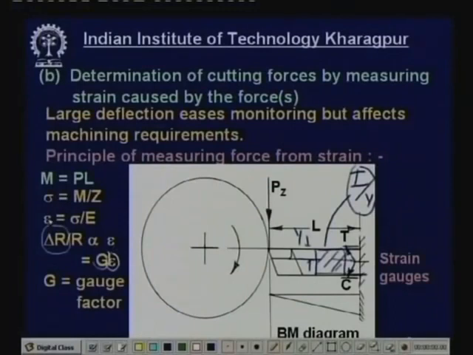Now what we find from here, delta R, the change in electrical resistance in the strain gauge, is proportional to strain. Strain is proportional to stress. Stress is proportional to bending moment, and bending moment is proportional to the force Pz. So ultimately, this change in resistance in the strain gauge is proportional to the force Pz. So if we can find out the constant of proportionality between the Pz and delta R, we can easily measure Pz from the change in resistance. Now the change in resistance is very small, it has to be measured accurately by another electrical method.